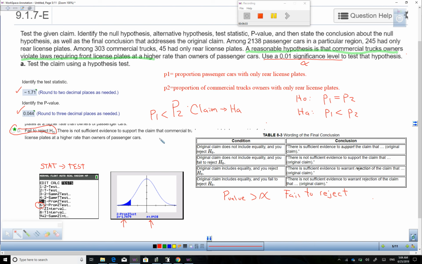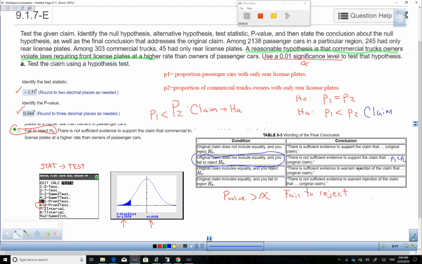And now let's see how to word the conclusion. You fail to reject, and the claim is the alternative hypothesis. So the claim does not include equality, and you fail to reject. It'll be this option right here, and that's how you word the conclusion: there is not sufficient evidence to support the claim that P1 is less than P2. The first proportion is less than the second proportion. So that's how you test the claim using the p-value method.